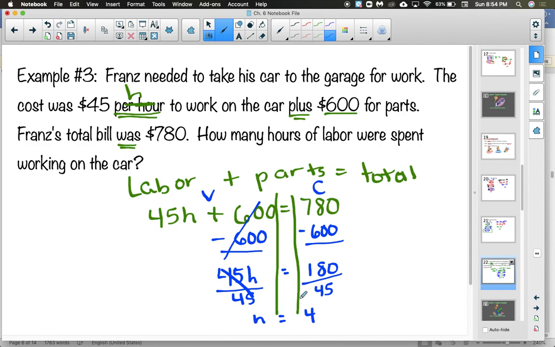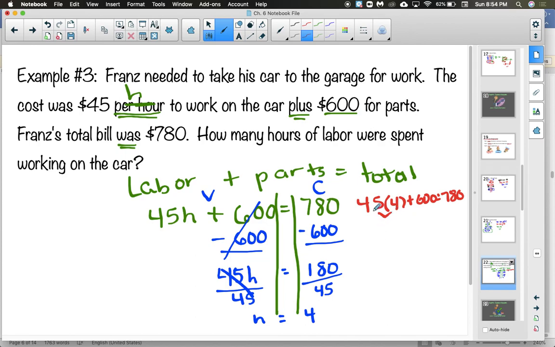4. Now, I do have to do a little check here. I already don't have tons and tons of space, so I'm going to write it a little on the small side. 45h, so 45 times 4 plus 600, and I'm hoping to get 780. That's smushed. I'm very sorry.